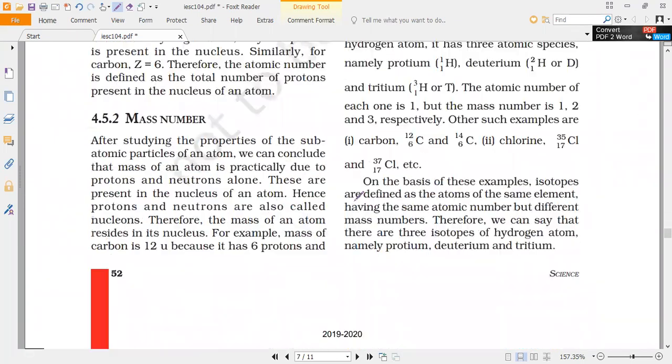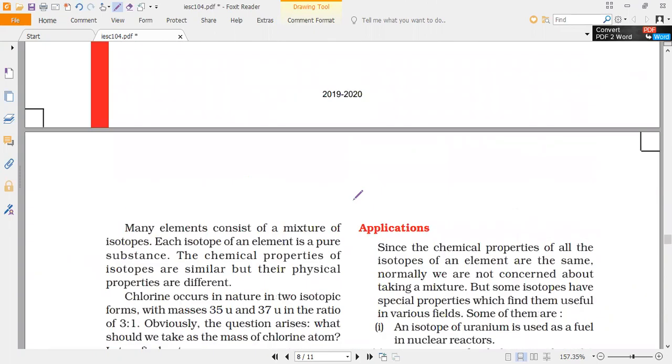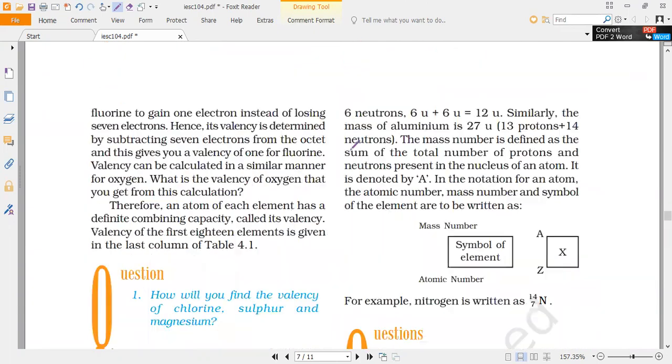So this is what atomic structures they have given. I think above the tabular column only. What is the page number? Book.